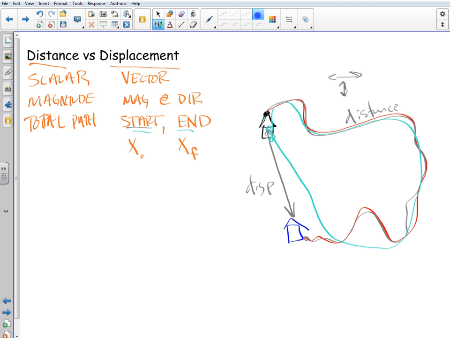Oftentimes, for one-dimensional motion, distance and displacement are the same. But for example, what if an object starts at this location, goes here, then goes back again, and then comes over here and stops? Its distance would be different than its displacement. Displacement would just be that. The distance would be the total back and forth that it did, the total sum of what it walked or ran or drove. Remember, displacement is a vector quantity.